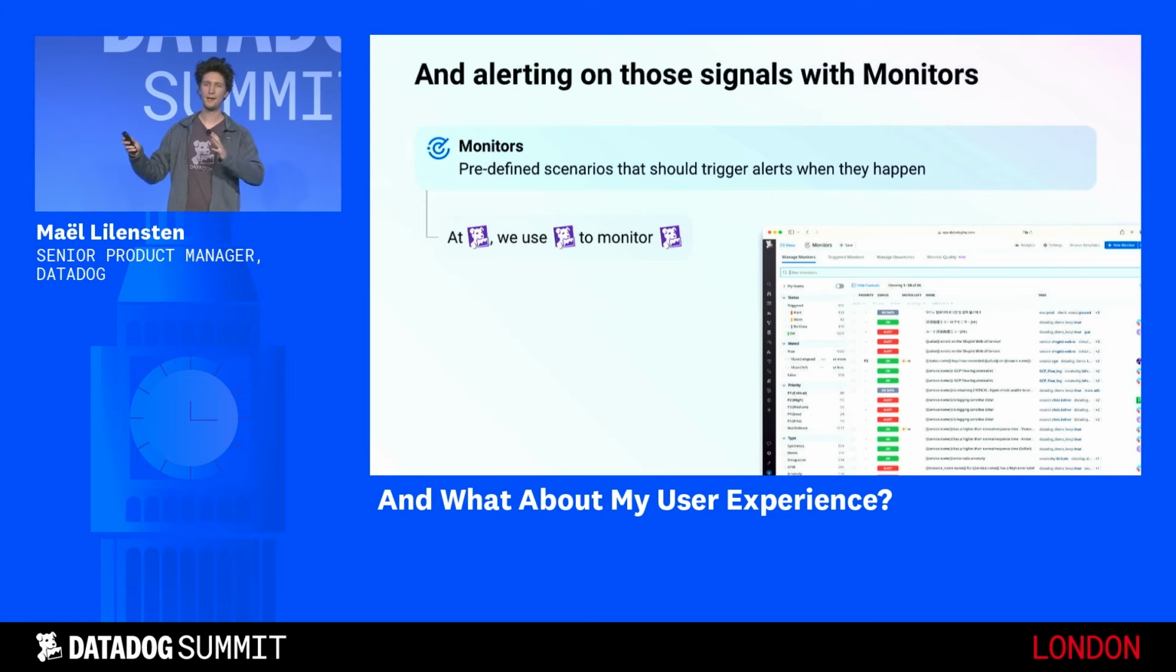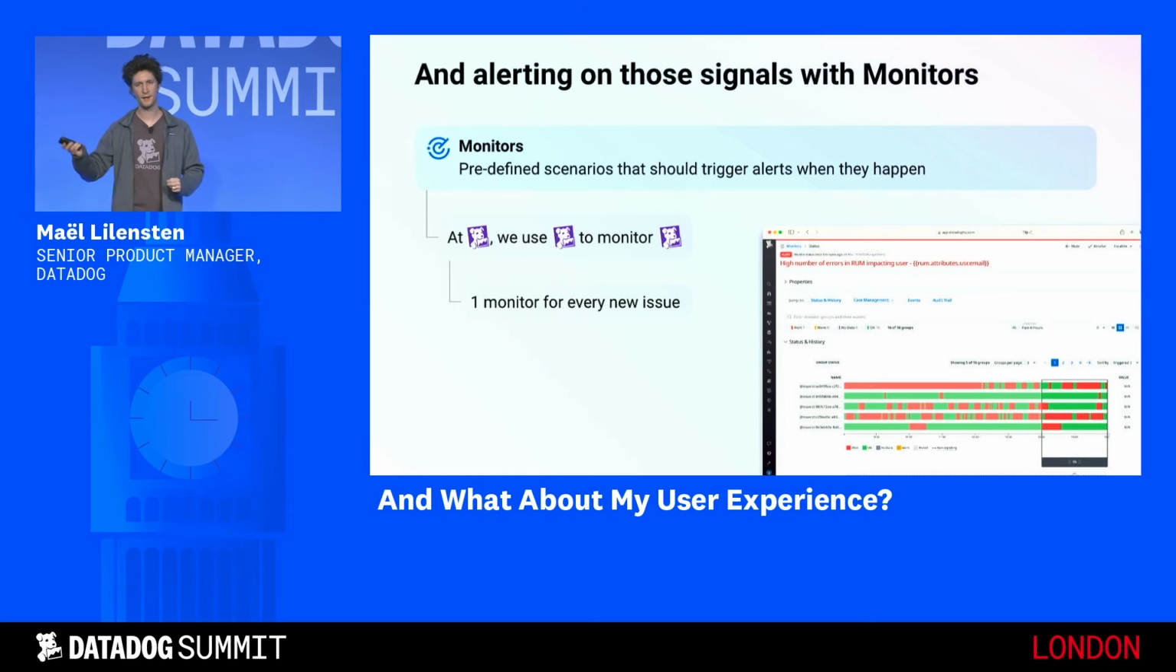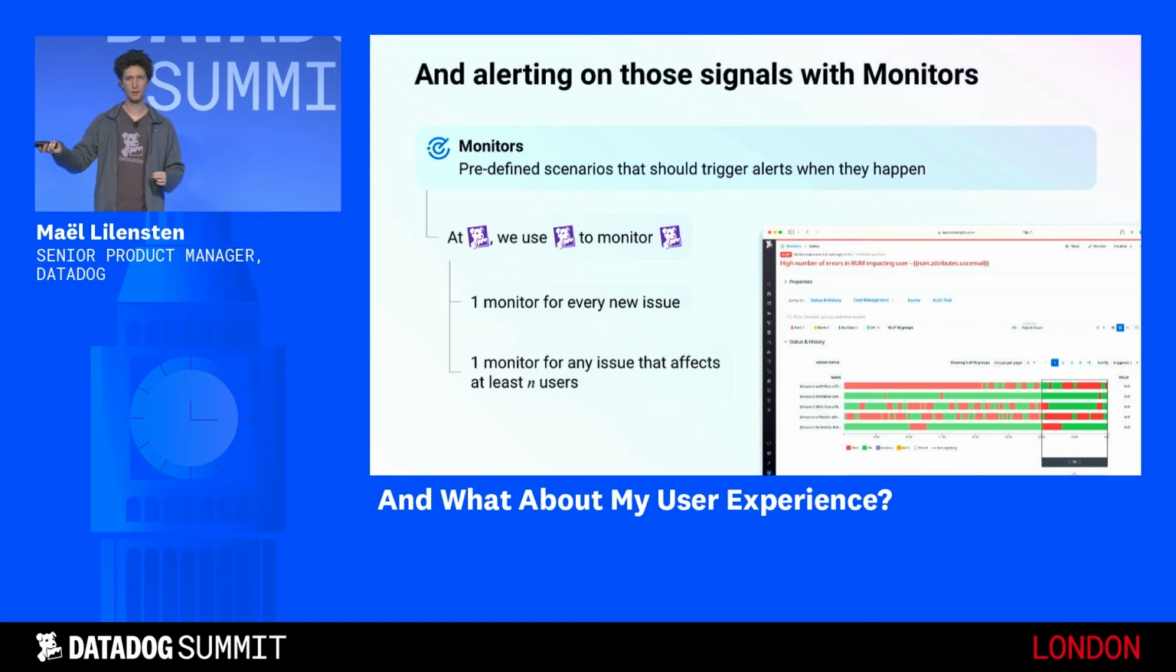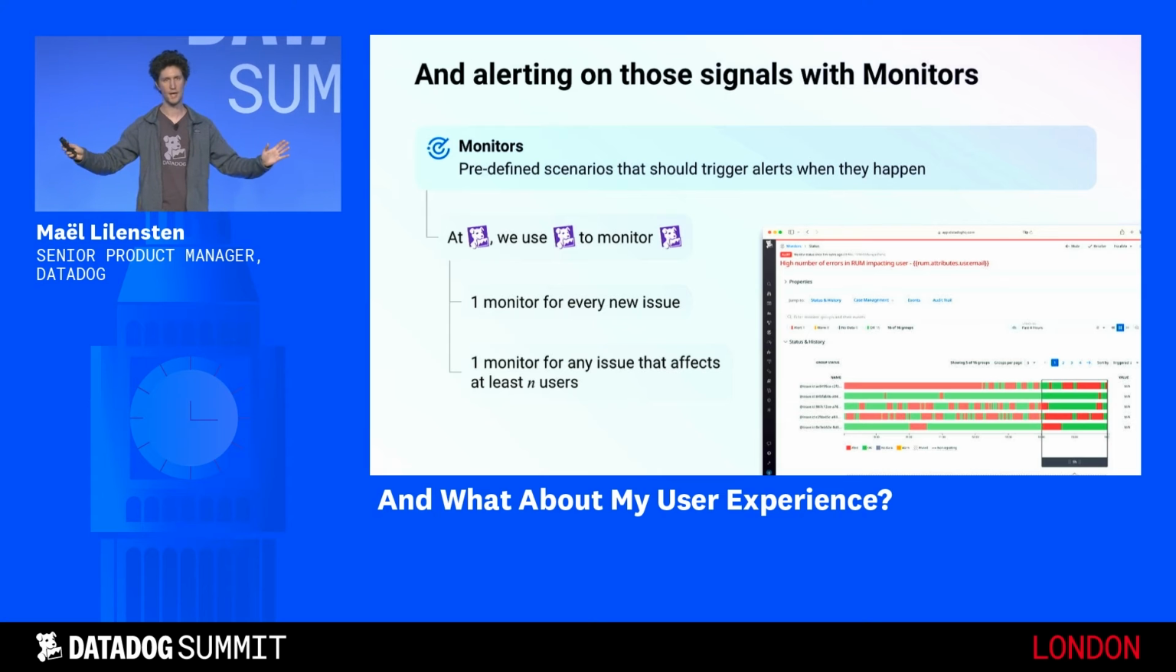And at Datadog, every front-end team sets up at least 2 monitors to check their pages. One that alerts every time that there is a new issue in error tracking happening on one of the views that the team owns. And another one that alerts the team every time that the issue affects more than n users, n depending on the importance of the view.